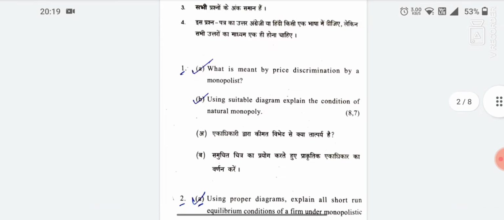The second part is: using a suitable diagram, explain the conditions of natural monopoly. You need to draw a diagram and you need to tell the conditions of natural monopoly.